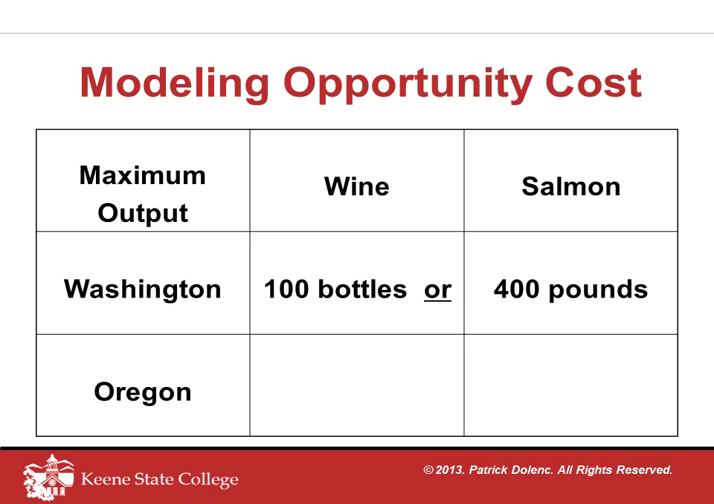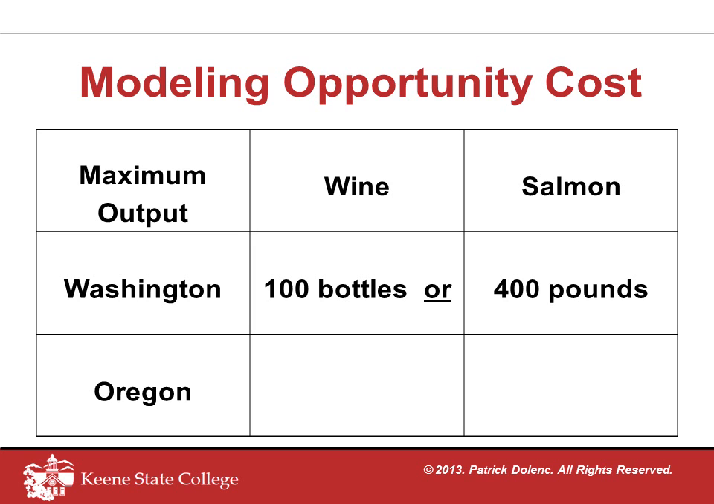Notice in the table that we can produce a maximum of 100 bottles or a maximum of 400 pounds of fish. But obviously, if we want some of each, we'll have to give up those extremes. Our next task is to complete the table for the state of Oregon. To do that, we're going to need productivity information for the state of Oregon. So let's see what we have.